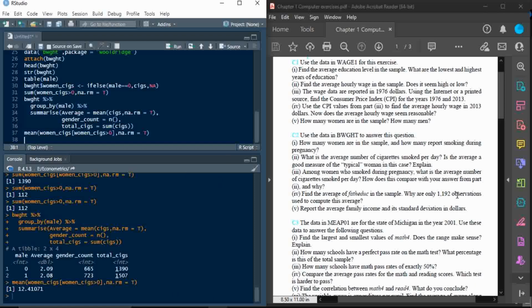and why are only 192 observations used to compute this average? Because there are probably NA values in this data.